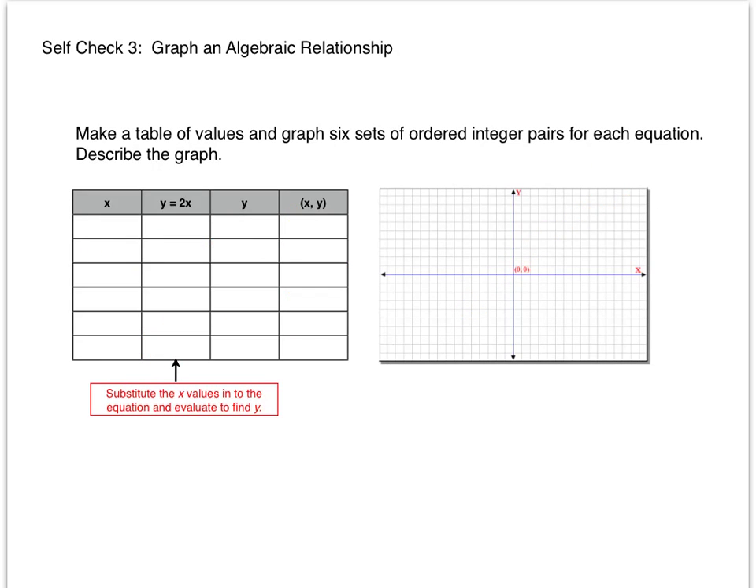In Self-Check 3, you will graph an algebraic relationship. You'll need to draw a table on the back of your notes page or on a piece of graph paper, which you'll also need for this self-check. Make a table of values and graph 6 sets of ordered integer pairs for each equation, and then describe the graph. Once again, let's just use the values negative 2, negative 1, 0, 1, 2, and 3 for you to substitute in to find your y values.